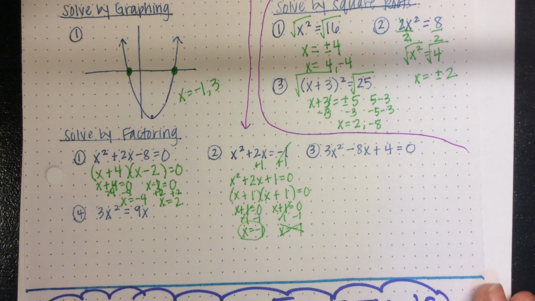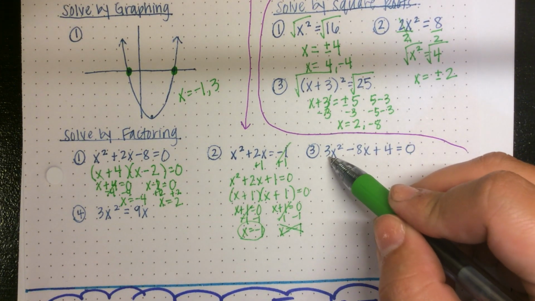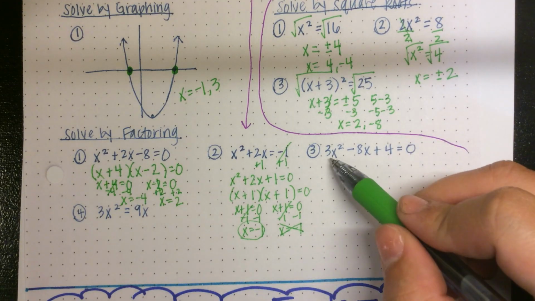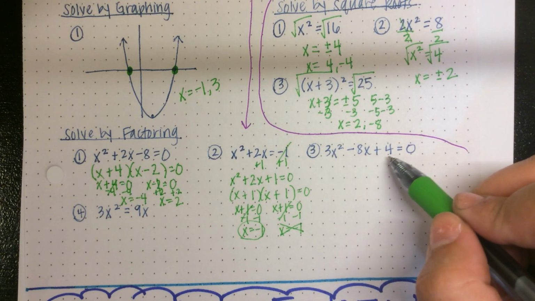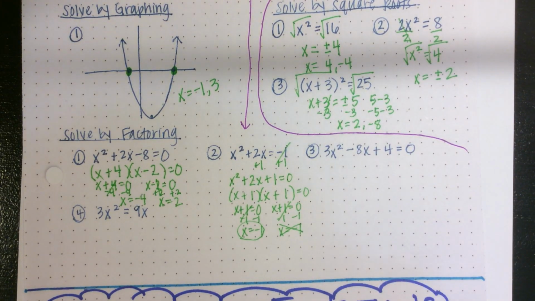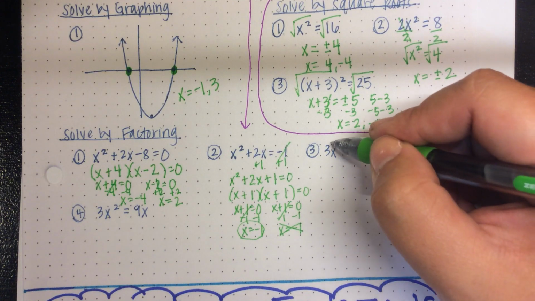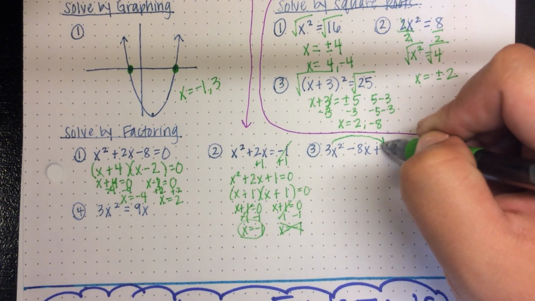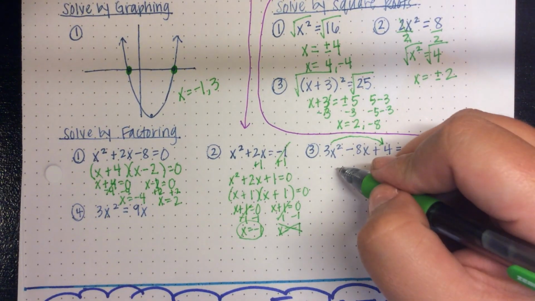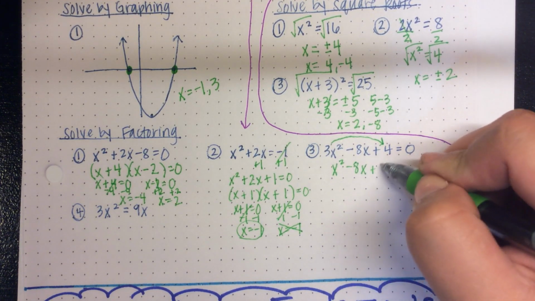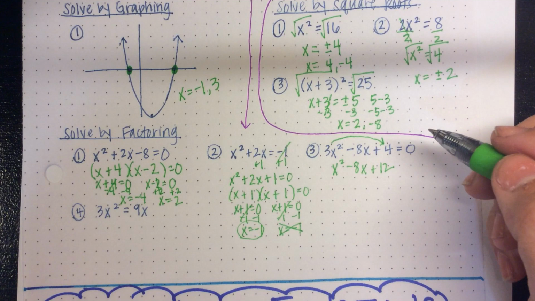Okay, now for the third one, I don't have an a equals 1. It's not plain Jane. First thing we've got to do is look for that GCF. But there's nothing that 3, 8, and 4 all have in common. So there's no GCF I can take out, which means we're going to do some bottoms up. So I'm going to take my 3 and move it to make it part of the 4. So I now have x squared minus 8x plus 12, because we multiply.